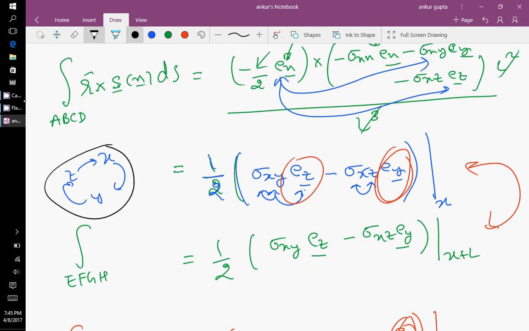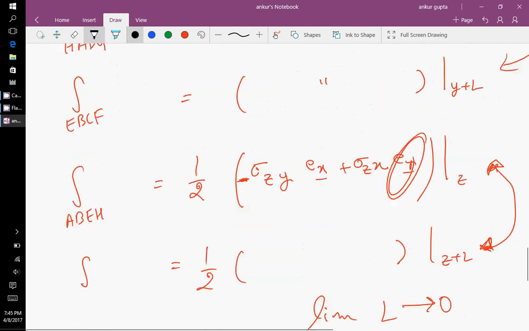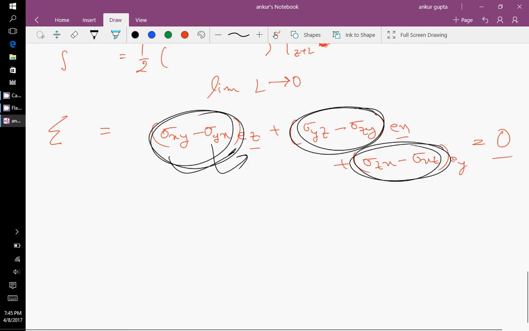By using the symmetry argument, we calculated this on all the 6 different surfaces, and when you add each direction, whichever produces torque has sigma xy and yx, sigma yz and zy, sigma zx and xz, and they have to balance each other out for the fluid element to not topple.